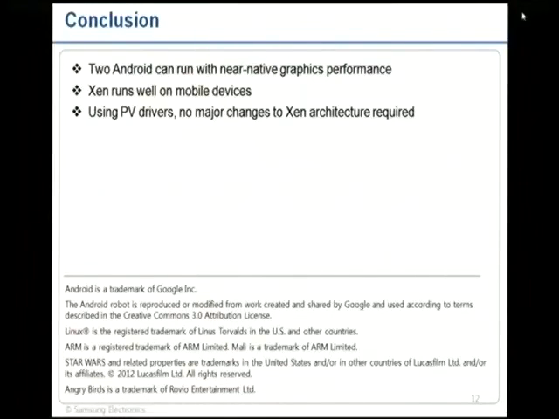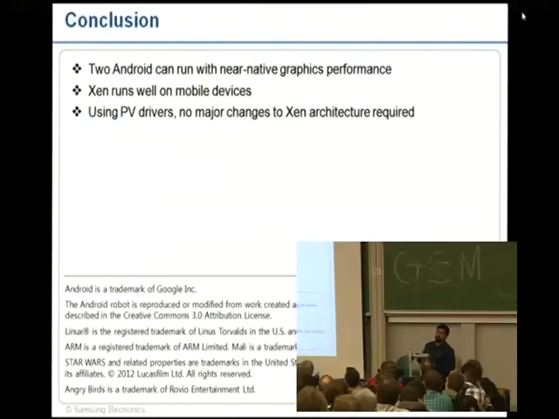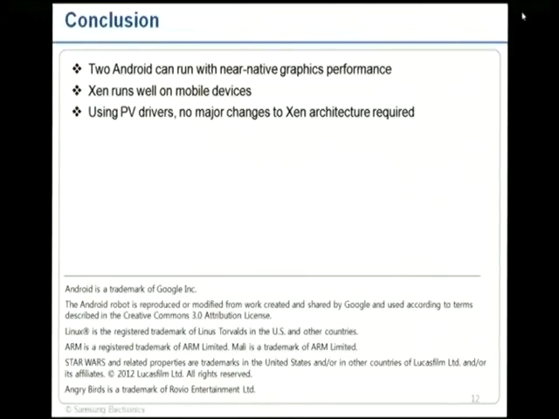So what's the conclusion? The conclusion is, yes, it's definitely possible to take a server-class hypervisor like Xen, and with the right changes in the I/O drivers, definitely it's possible to run full-fledged mobile operating systems to a decent level of performance. So Xen runs well on mobile devices, and using PV drivers, I think it's possible. No major changes are required in the Xen architecture.